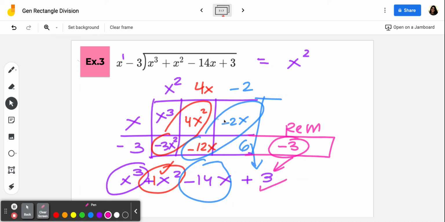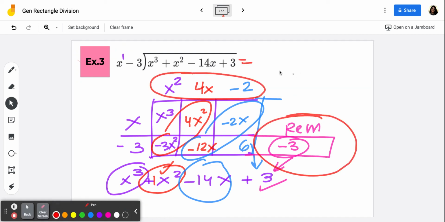Okay, so 6 minus 3 brought me down to a 3. It's kind of like how we did all of these, right? We tried to figure out what made that number. Okay, now where's my answer? Well, your answer is in the same place, all of this stuff, so let's write that. My answer is this with a remainder of negative 3. 1x squared plus 4x minus 2.